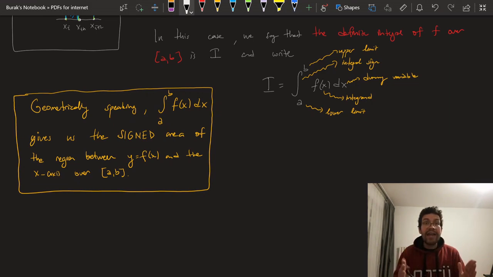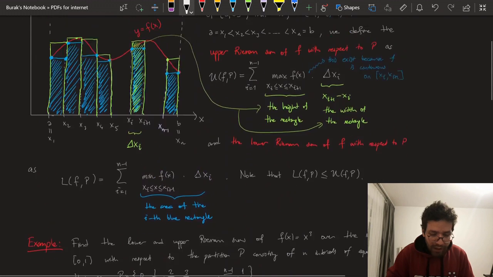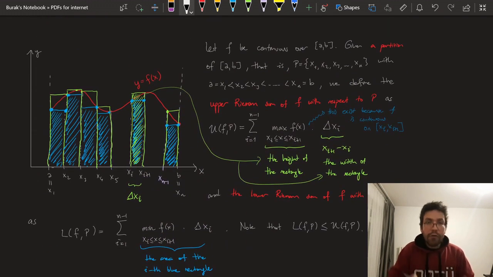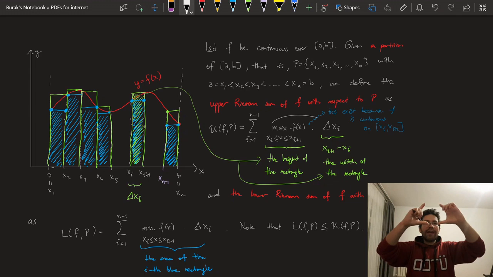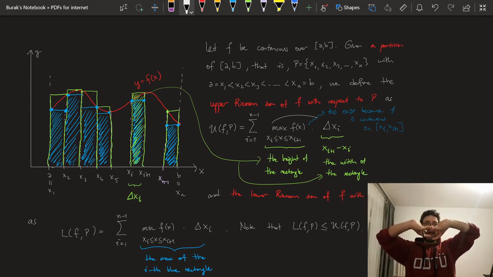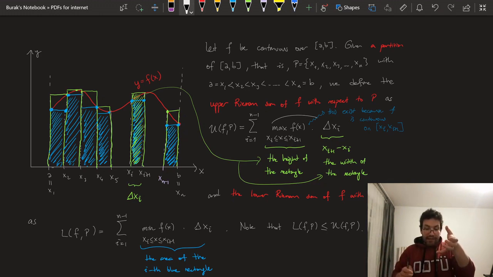It should give us the signed area, because whenever my function is negative, the corresponding rectangle will stay below the x-axis. If my function takes negative values, and the max or min is attained by that negative value, then if I'm computing the signed area, its area should be counted as negative, but this exactly does that. If my function takes negative values, this term will already be negative.